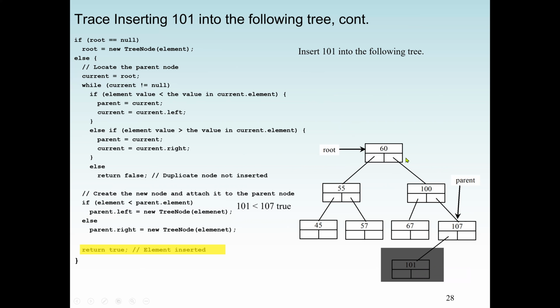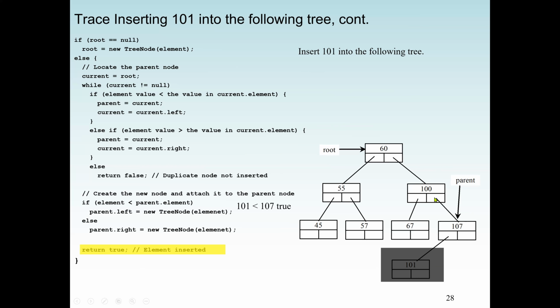First of all, I'll check if there's nothing in the tree. If there's nothing, then my first node will be the root. If there is, I'll compare. 101 is greater than 60, so we go to the right side. Then we compare again: 101 is still greater than 100.